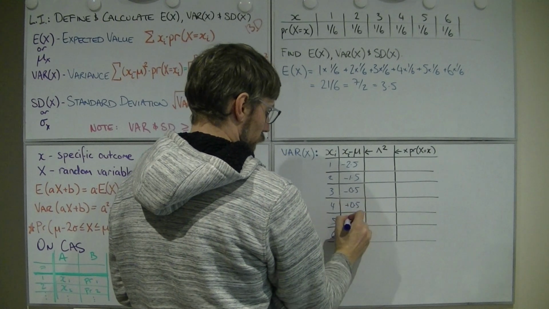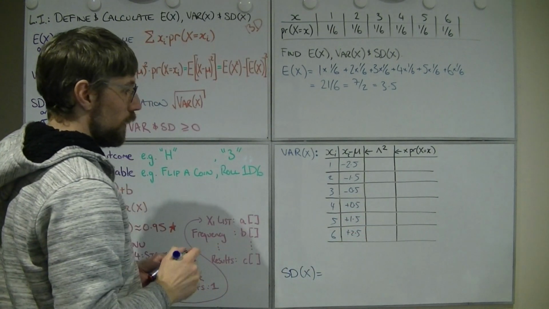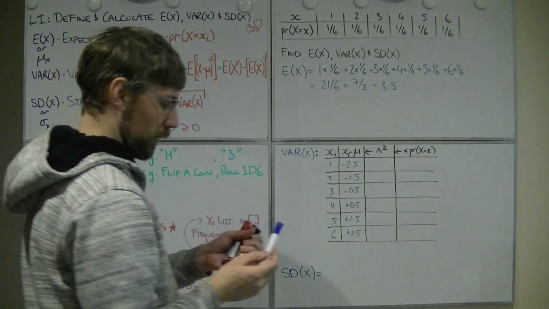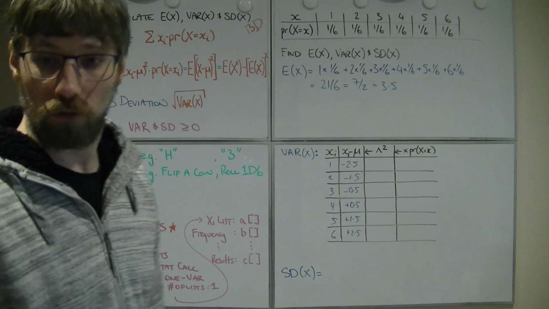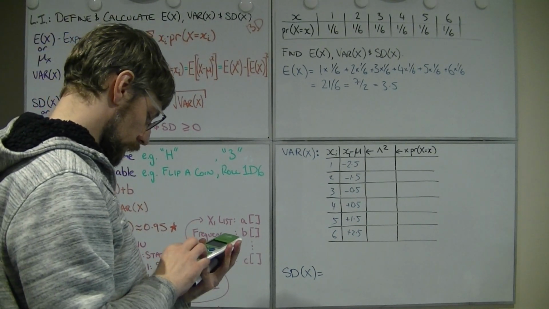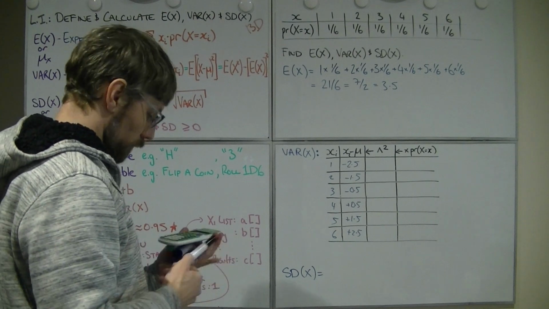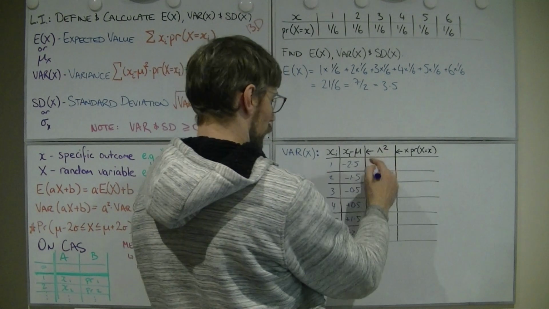Plus 0.5, plus 1.5, plus 2.5. Beautiful. Now we want to square each of these. Okay, which off the top of my head I'm going to forget how to do. 2.5 squared is 6.25, I'm pretty sure. Yep, 6.25. Cool. Get rid of that negative, so that's fine.